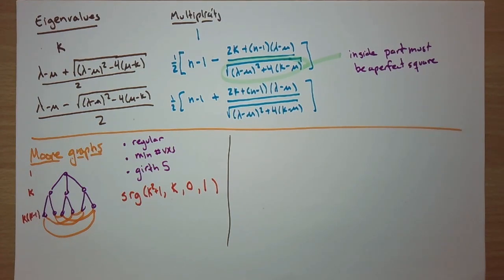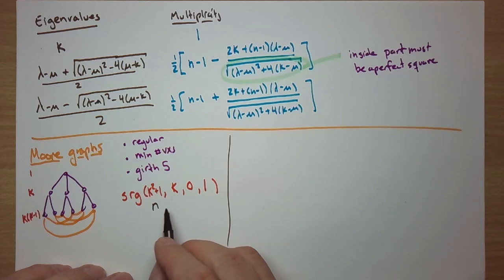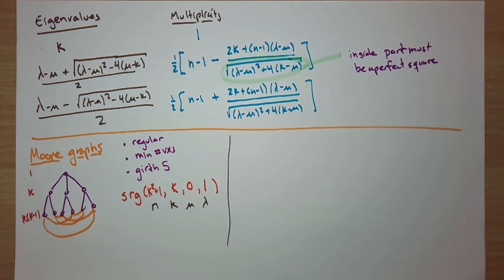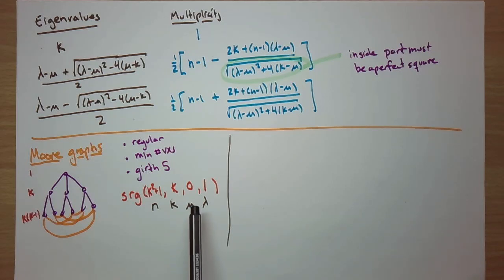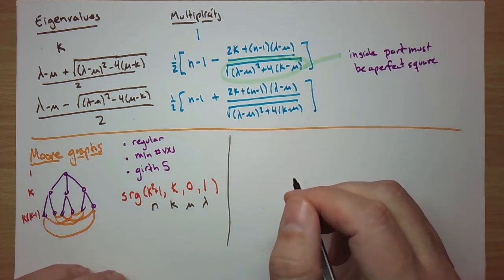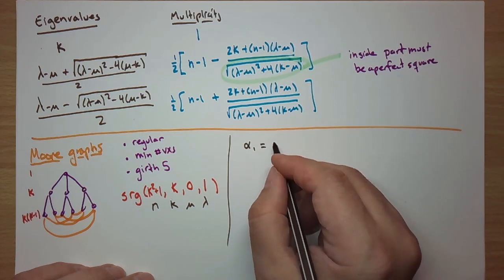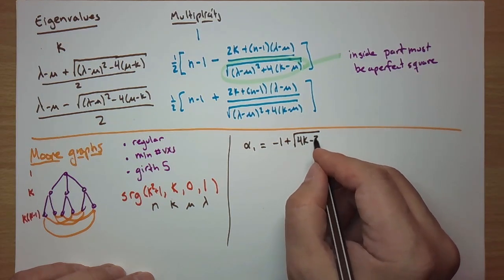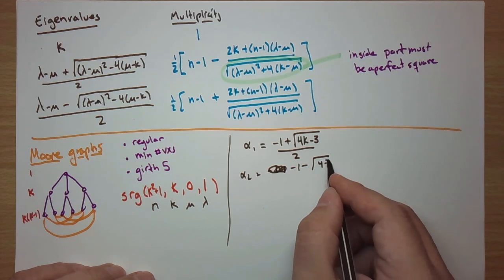Okay, so we don't have to run the process like we did before. We have our parameters here: n, k, mu, and lambda. And so we can actually talk about what our eigenvalues are. For instance, lambda minus mu is minus 1, mu minus k is minus k. And if we are very careful here, then our 2 eigenvalues, alpha 1 is minus 1 plus the square root of 4k minus 3, over 2. And then alpha 2 is minus 1 minus the square root of 4k minus 3, over 2.